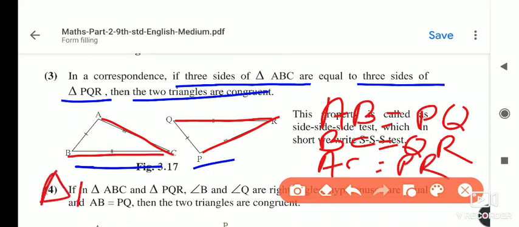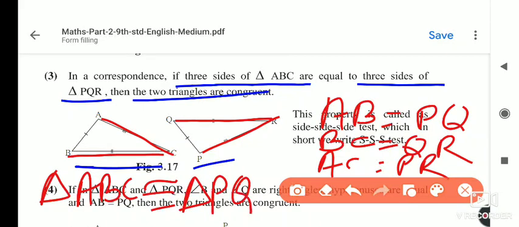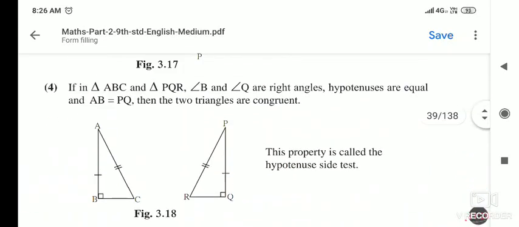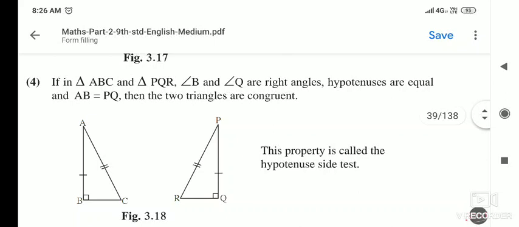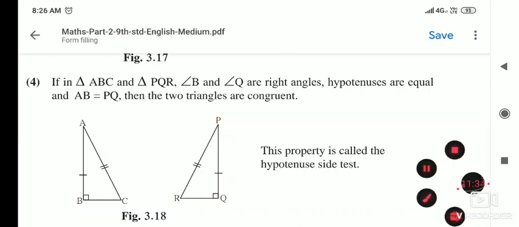Then these two triangles, triangle ABC is congruent to triangle PQR by which test? That is SSS, means three sides of the first triangle are equal to the three sides of the other triangle. Then these two triangles are congruent to each other by the SSS test. Understand all of you? Note down all this. Now we will see the next test. Sorry, congruence, not similarity. Similarity is also there for you, but it is next year.